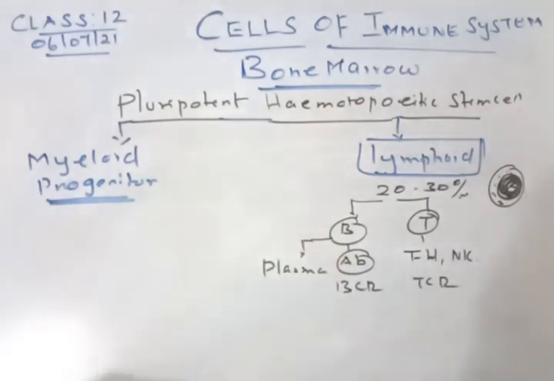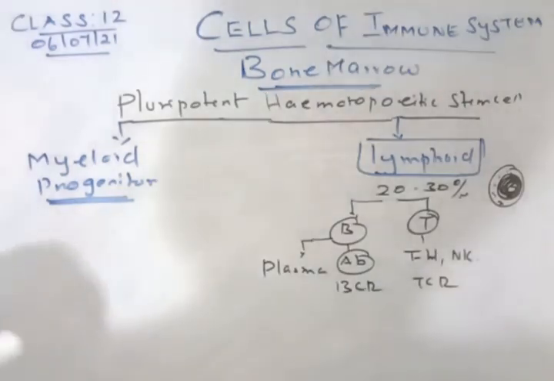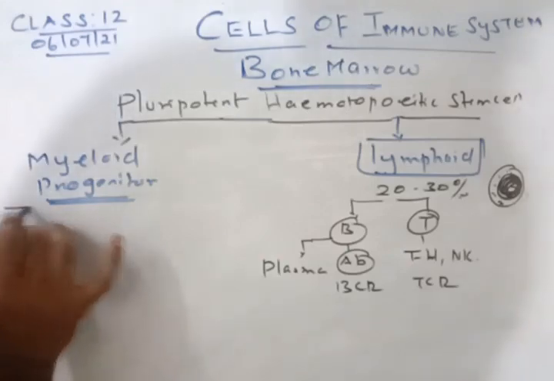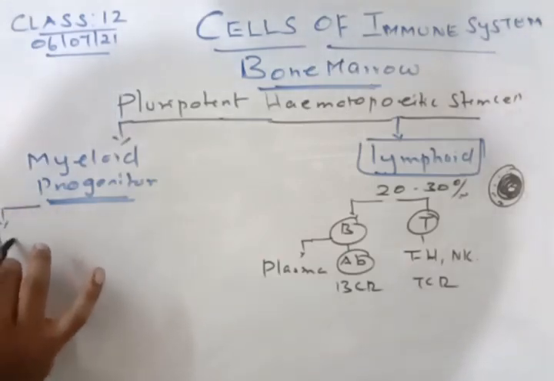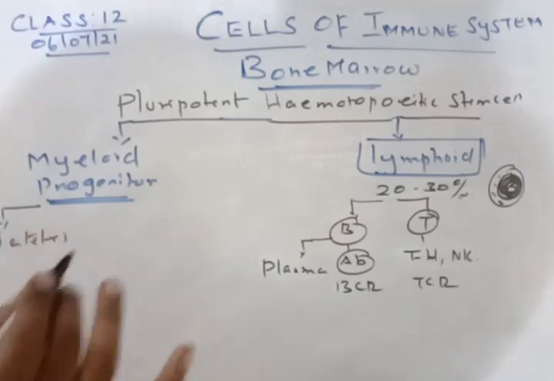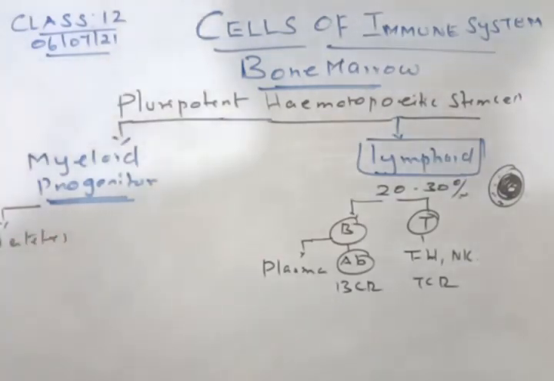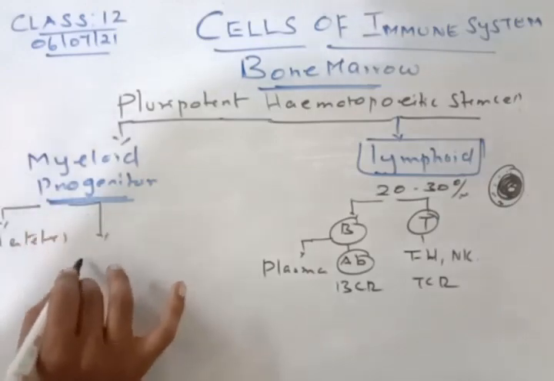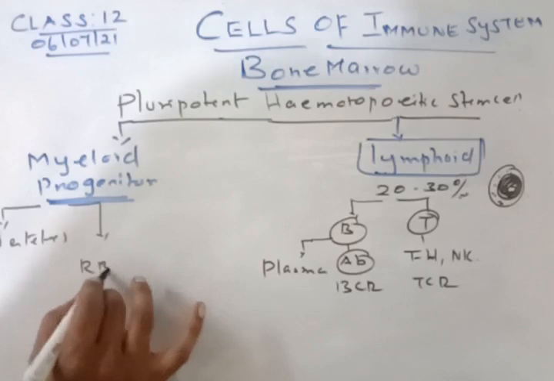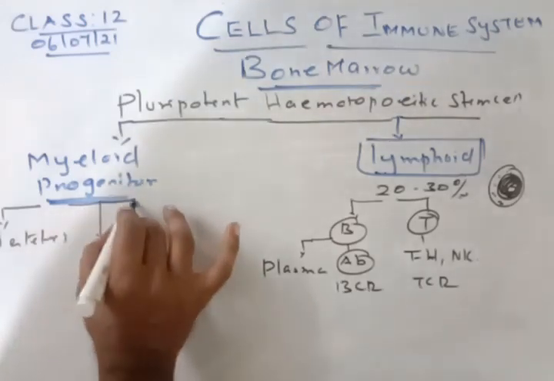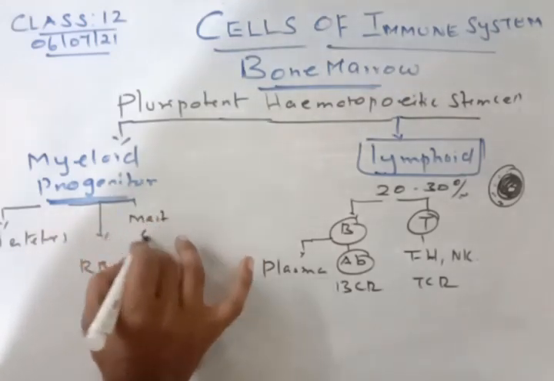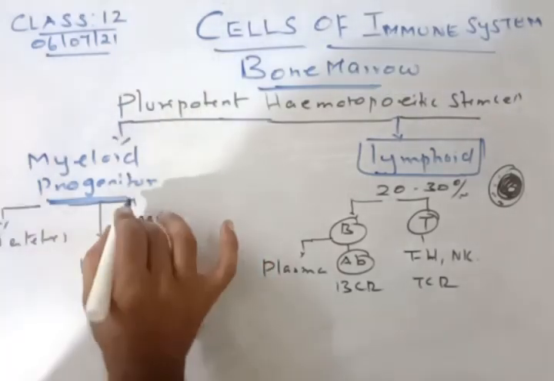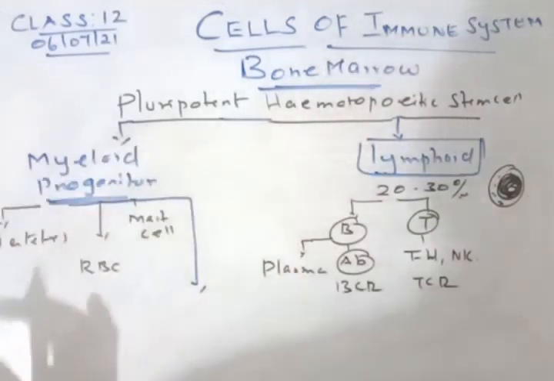Whereas the myeloid progenitor cell has the potentiality of producing some cells. It can produce platelets, and it can also produce RBC, that is the erythrocyte. RBC can be produced, and even some mast cells. The tissue is made up of cells, mast cells, and it also produces one more cell type here. This is the entire myeloid lineage.